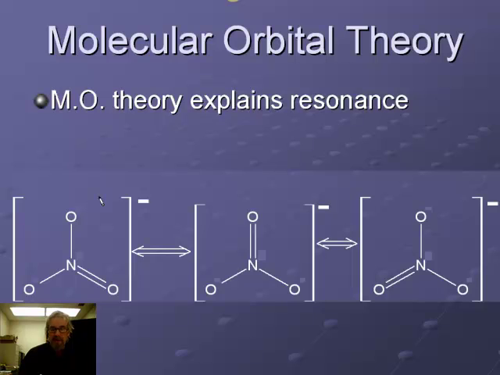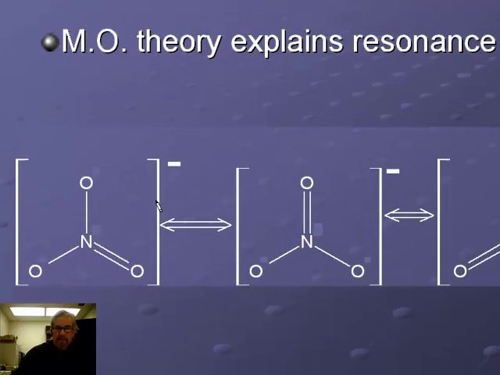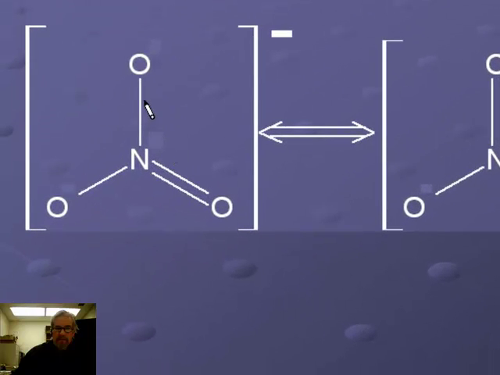Well, MO theory, if you could do it for this structure, it's a little more complicated than the diatomics that we were looking at, you would find out that the bond order for each of these 3 bonds is actually 1 and 1/3. And so it isn't really a single bond, double bond. It's a 1 and 1/3 bond, 1 and 1/3 bond, 1 and 1/3 bond.